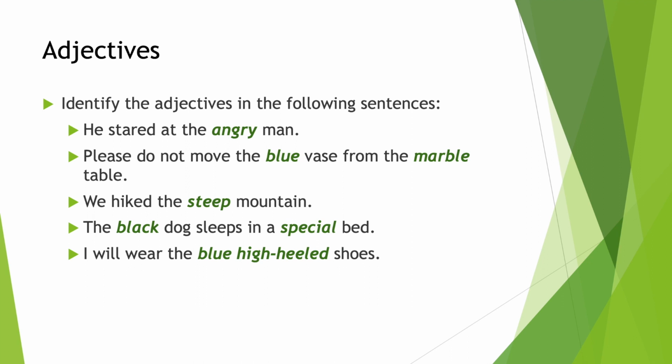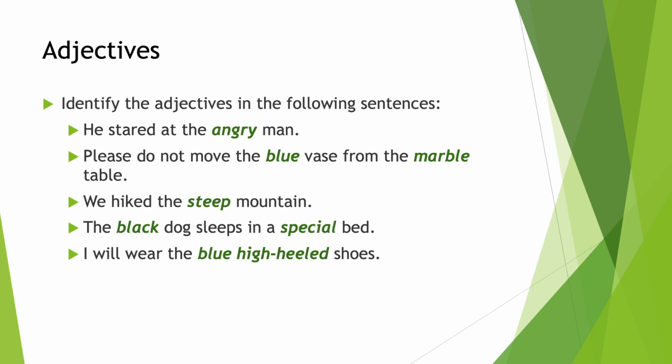Okay, he stared at the angry man. Angry is the adjective. It's telling us about the man. In the next sentence, the word blue vase, that blue is an adjective. It's telling us which vase or what it looks like. From the marble table. Marble is describing the table, so marble is also an adjective. That sentence has two adjectives, blue and marble.